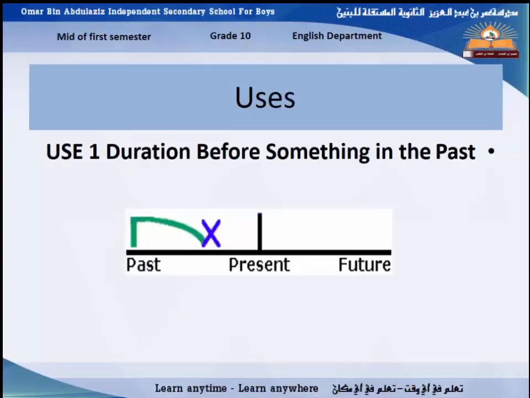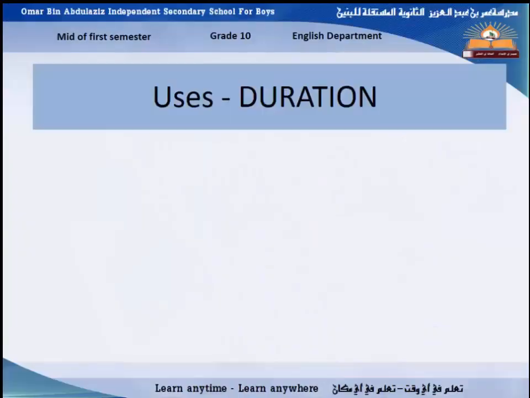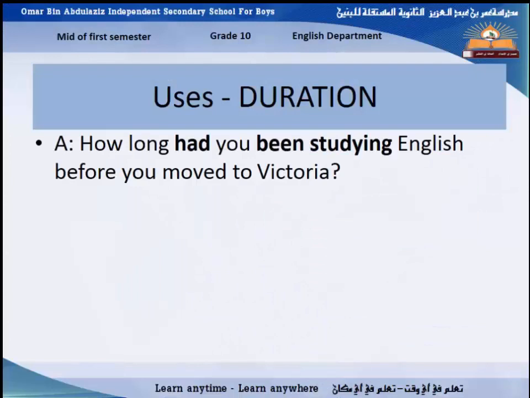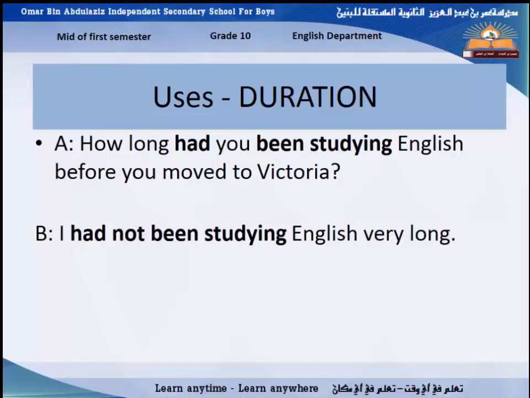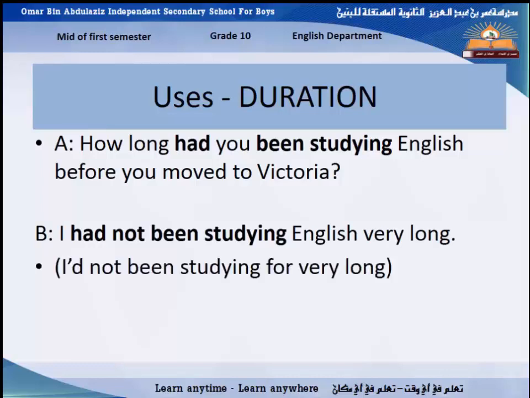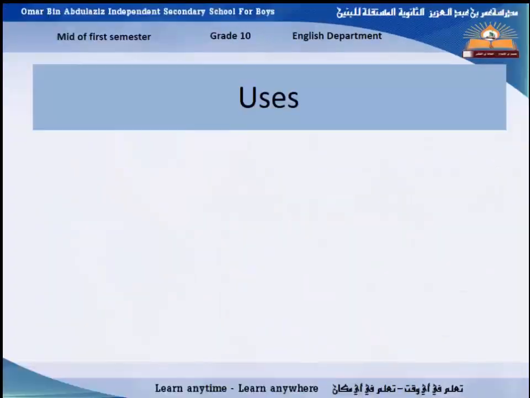We use the past perfect continuous for duration before something in the past. How long had you been studying English before you moved to Victoria? I hadn't been studying English for long. I'd not been studying for very long.